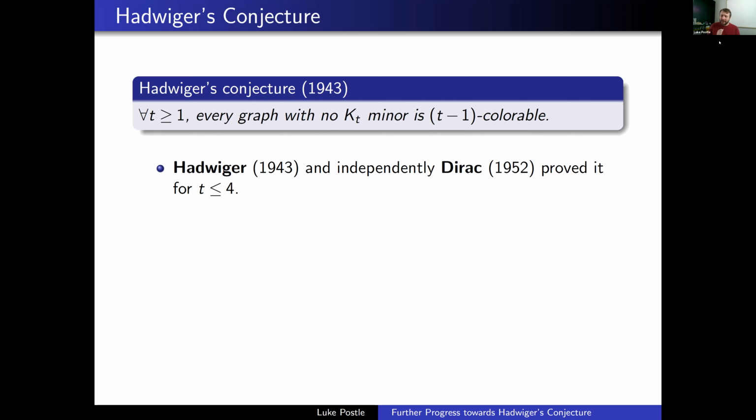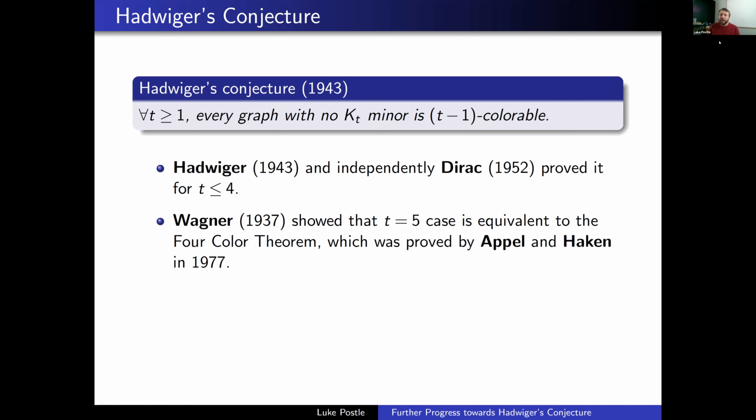4 is not too hard. It takes maybe a couple of pages. I should mention Dirac independently proved this as well for t at most 4. And then when you get to t being 5, well, that's hard. So Wagner actually, before Hadwiger's conjecture, and this is kind of what inspired it, in 1937 showed that the t=5 case is equivalent to the famous four-color theorem, which at the time was the four-color conjecture, which was eventually proved by Appel and Haken in 1977.